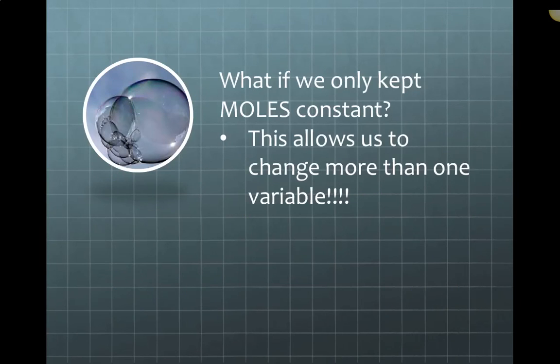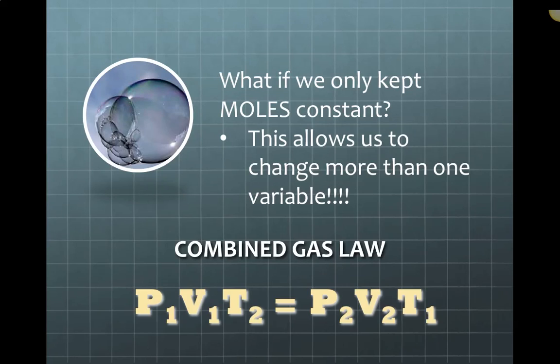T2P1. Now, what if we only kept the moles constant? Remember, in those prior laws, you have to hold two of your variables constant. What if we decided to only hold moles constant? This could be very useful to us because that way we could change more than just one variable. Well, we actually do that in the combined gas law, which is P1V1T2 equals P2V2T1.